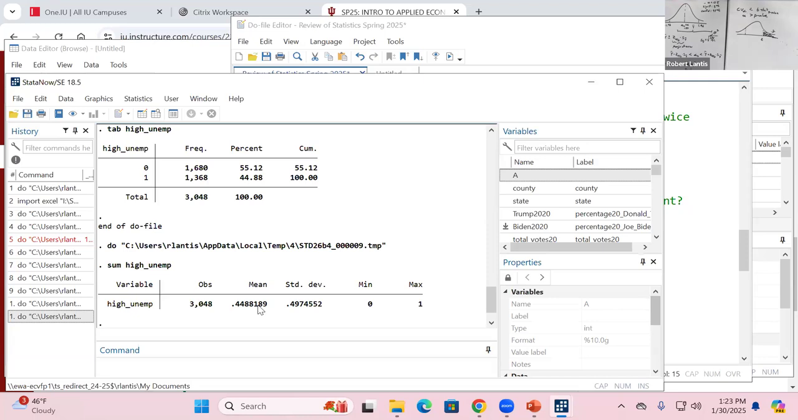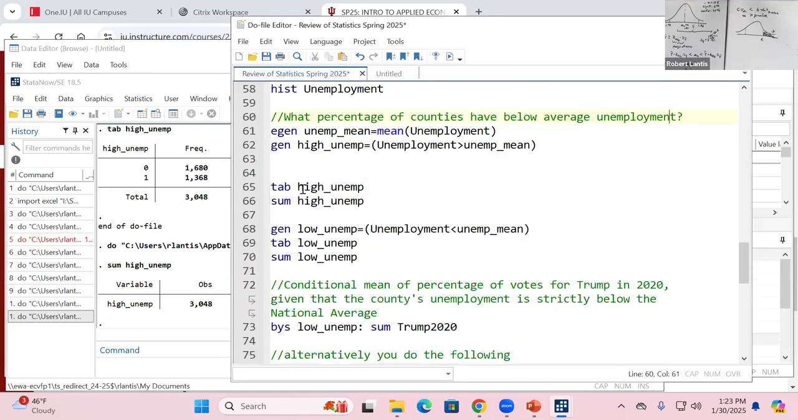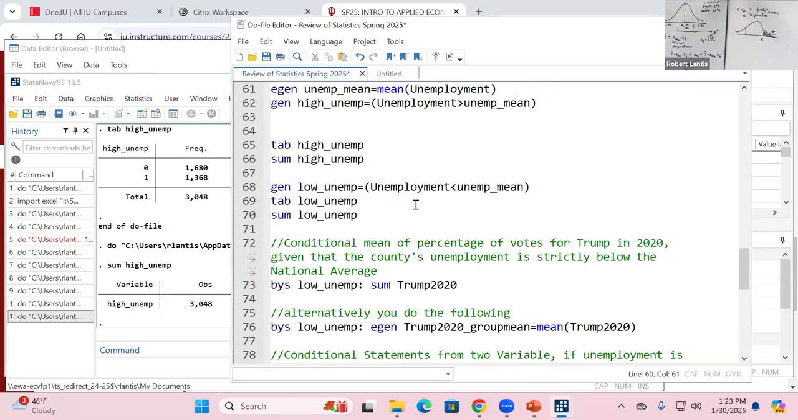What would that be in percentage form? What did I get up there? 44.88, right? So either way really gives me the same information there, just in a slightly different way, okay? All right, any other questions before we keep moving here?